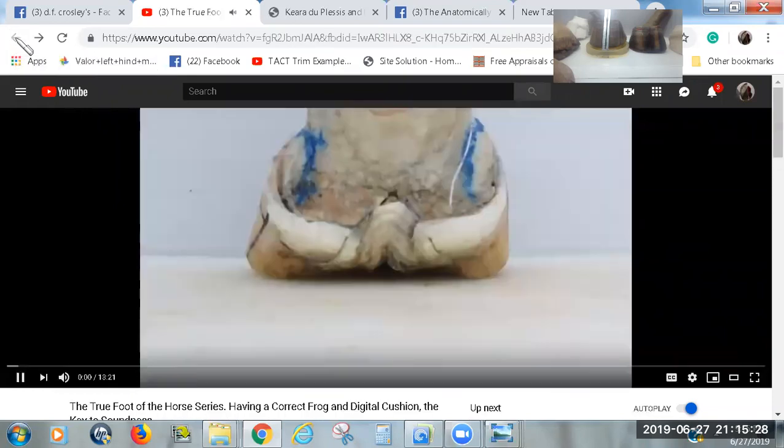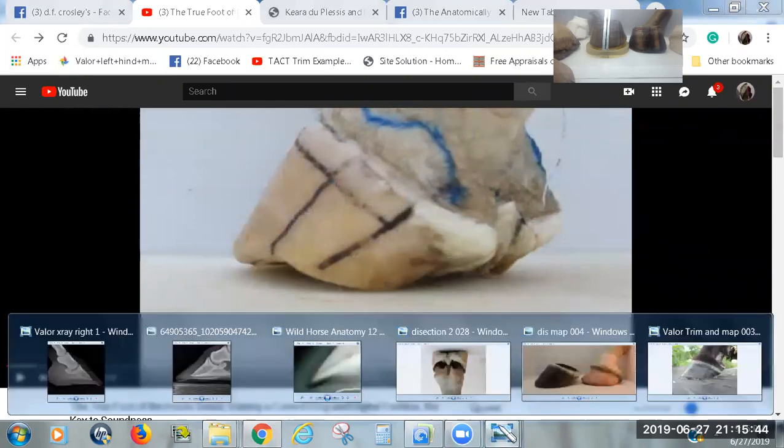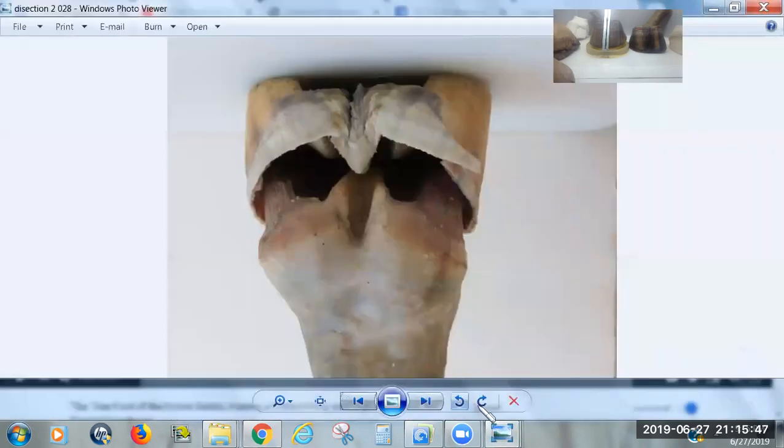I'm going to show you how the... so you see the importance now of the frog stay and of the heels being correct. You can't get a frog stay if you don't have heels, because it lifts the sole corium up off the ground. Let's turn this around.